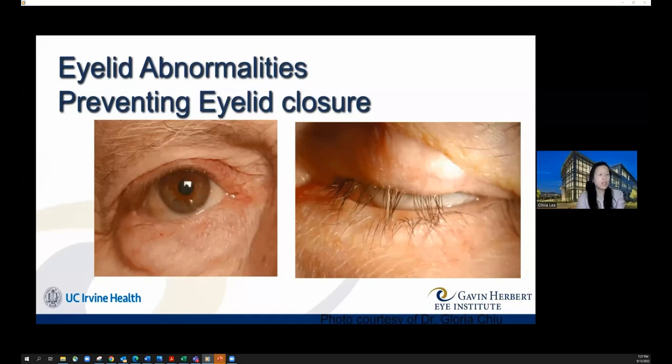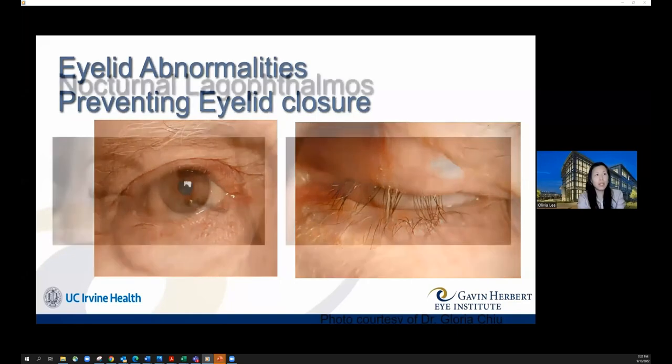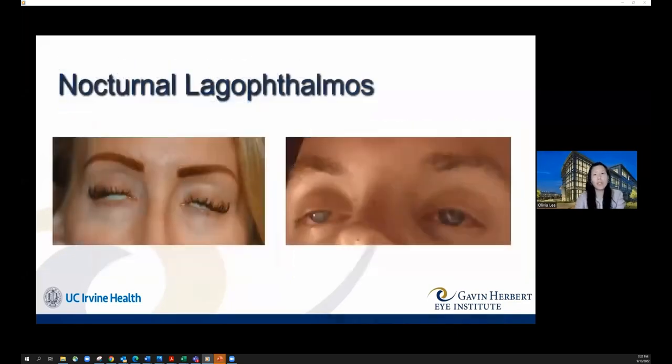On the other hand, some patients don't realize they have this problem because it only happens during sleep. So this can happen one of two ways. There can either be a problem with eyelid closure that you see in the daytime, or maybe you only see it when the patient blinks, that the two eyelids don't meet, but with force and effort and conscious closing of the eye, they can force the two eyelids shut.